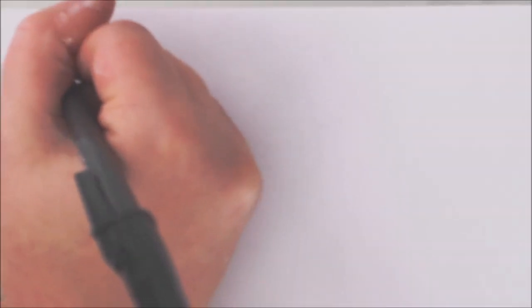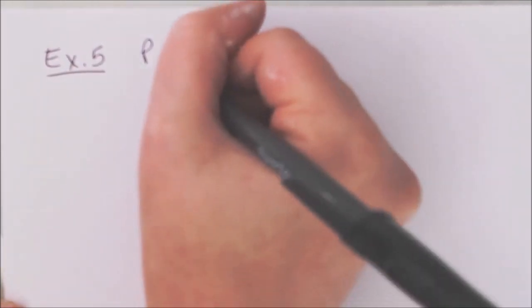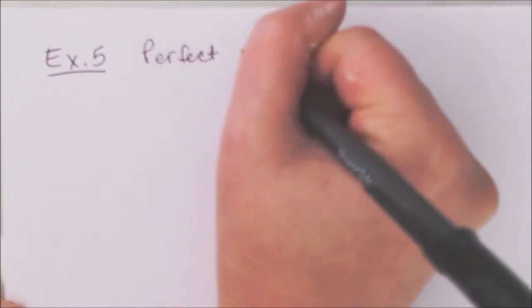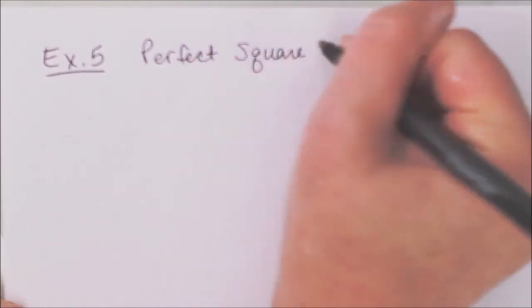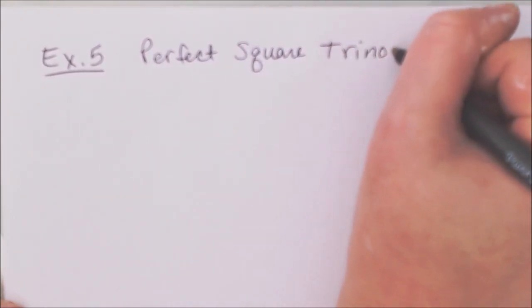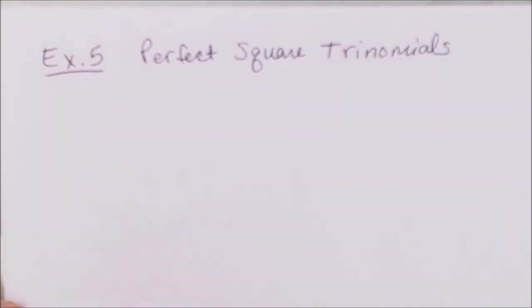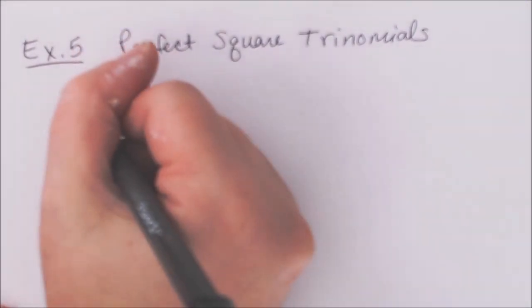Okay, so there's one more type of trinomial that may come up from time to time, and that's called a perfect square trinomial. So on your roadmap, if a is not 1, you may want to check to see if it's what's called a perfect square trinomial. Let me give you an example of what I'm talking about. So this is example 5, and we're talking about perfect square trinomials. If you recognize that you have a perfect square trinomial, it may save you a little bit of work.